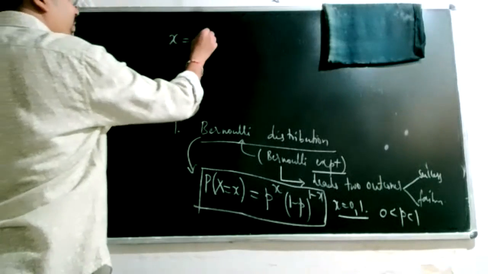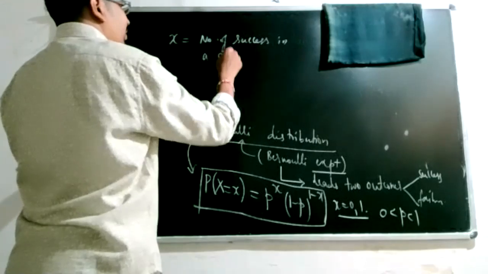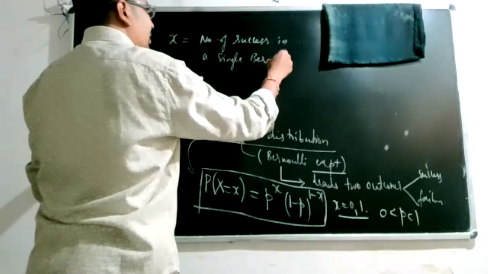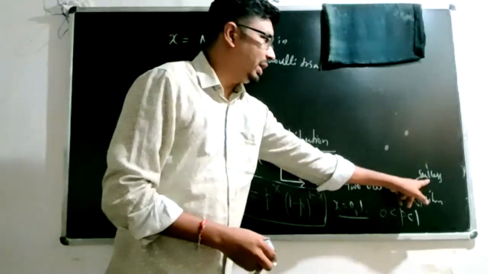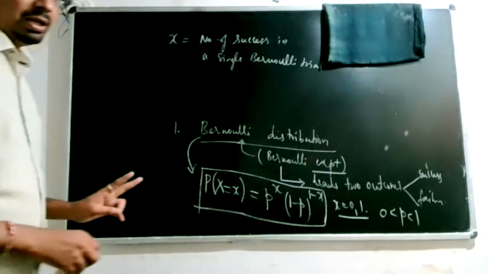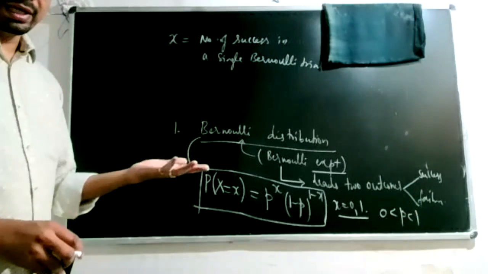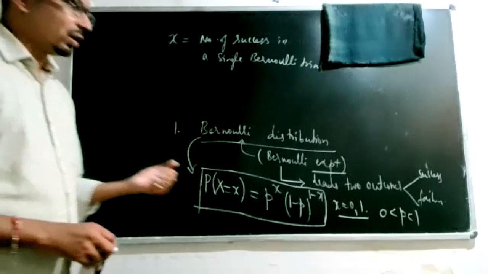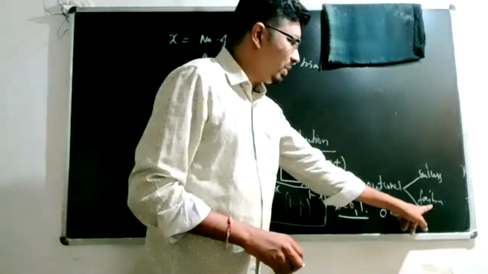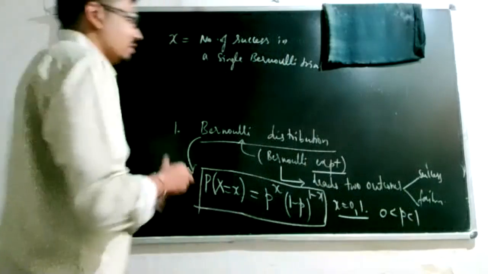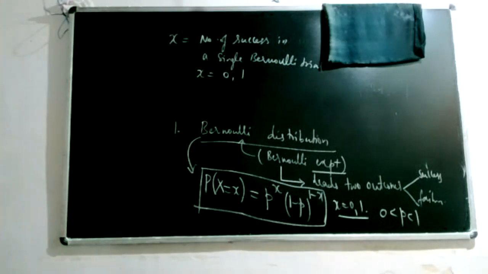So your x in case of Bernoulli is defined as the number of successes in a single Bernoulli trial. Whenever you are taking a Bernoulli trial, either you will get a success or a failure. Only two outcomes are possible. Now, count how many successes you encountered. If your experiment is a success, then you have got one success. If your experiment has failed, then you have got 0 successes. So that's why when you count the number of successes, the possible values are 0 and 1.